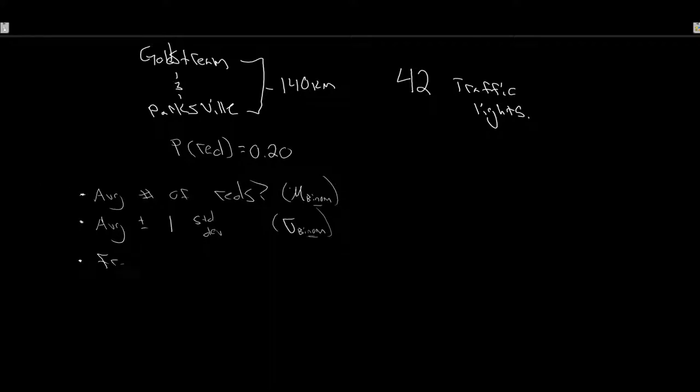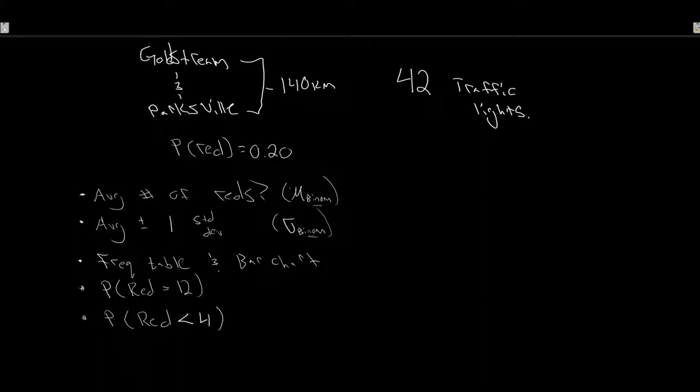Once we find the average and the standard deviation, we want to create a frequency table showing all of our different probabilities, and a bar chart. The bar chart is so that we can visualize the distribution, see how it falls, and see which number of red lights is our most likely down to our least likely. Then we want to find some probabilities. What is the probability that red equals 12, that we're stopped at exactly 12 lights, versus the probability that we get fewer than 4 red lights?